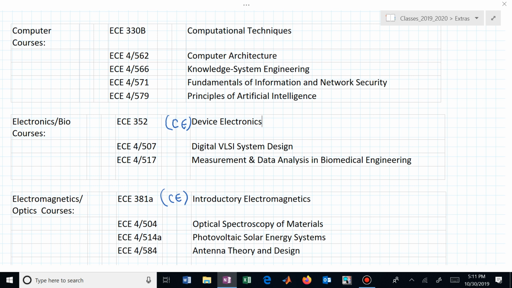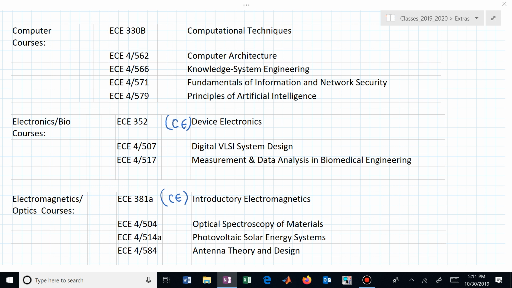Device Electronics, 352. Digital VLSI, Very Large Scale Integrated Systems, how do you make digital logic occur on a manufactured printed circuit board or in a, not a printed circuit board, but in a chip? How do you design those? Measurement and Data Analysis, 417, 517.